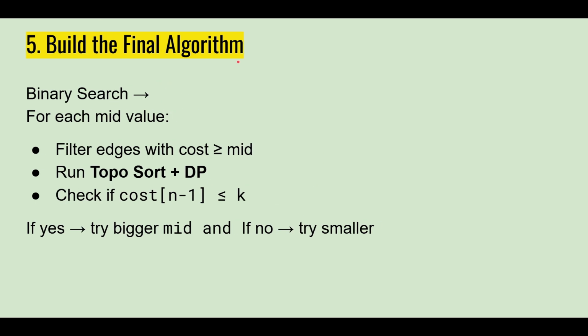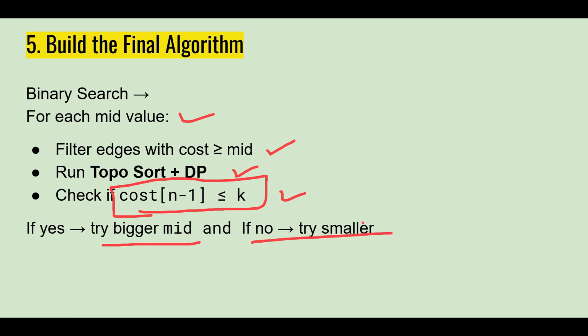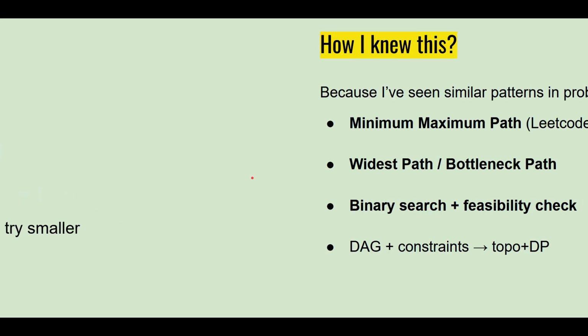And that will give you the constrained DP plus topological sort setup. Then we have to build the final algorithm. Suppose with the binary search, for each mid value, we filter the edges with cost greater than or equal to mid. Then we'll run the topological sort plus DP, and we'll check if the condition is true. If yes, we'll try the bigger mid. If no, we'll try the smaller, right? This is the concept that we have seen in the algorithm.